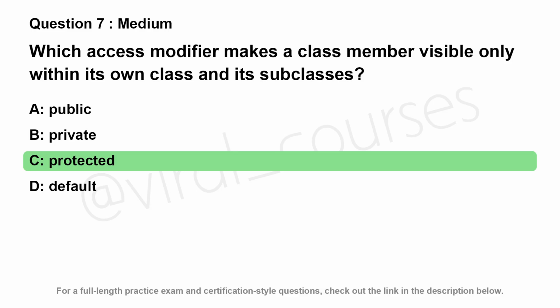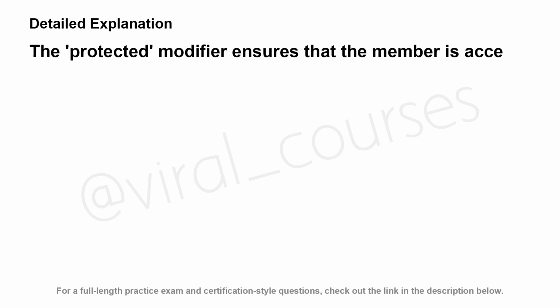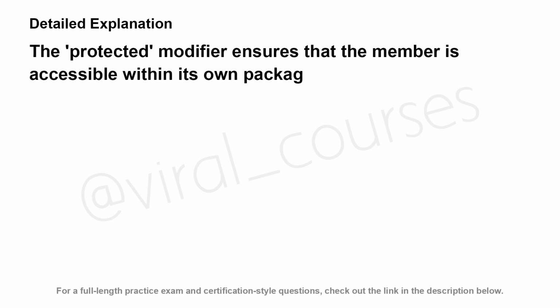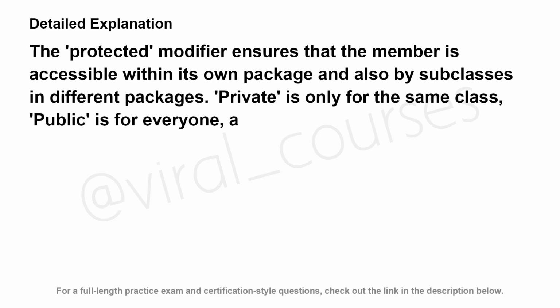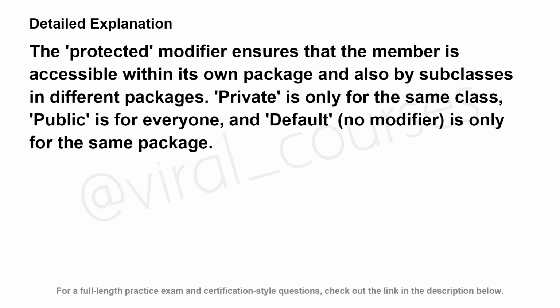The correct answer is C. The protected modifier ensures that the member is accessible within its own package and also by subclasses in different packages. Private is only for the same class. Public is for everyone. And default, no modifier, is only for the same package.